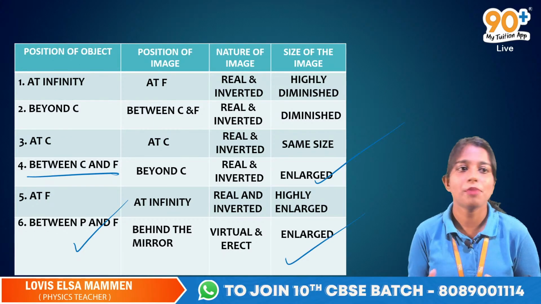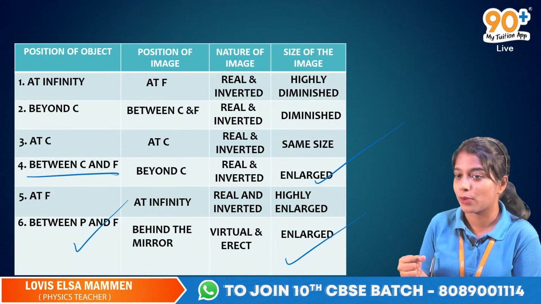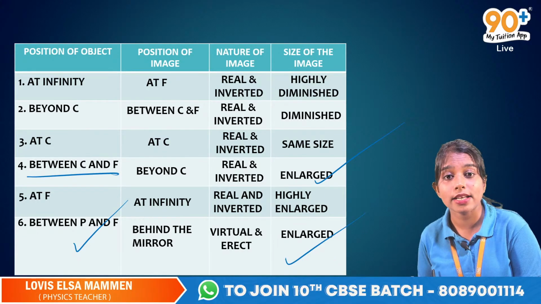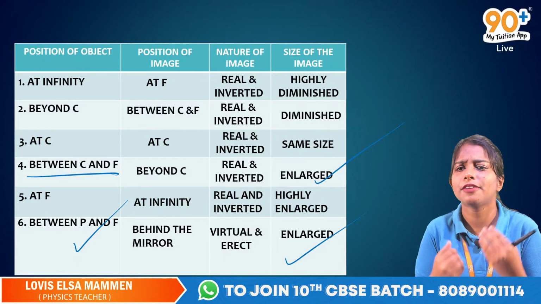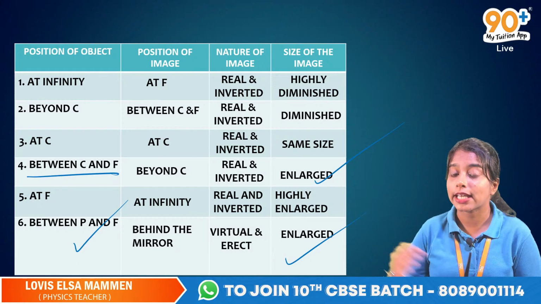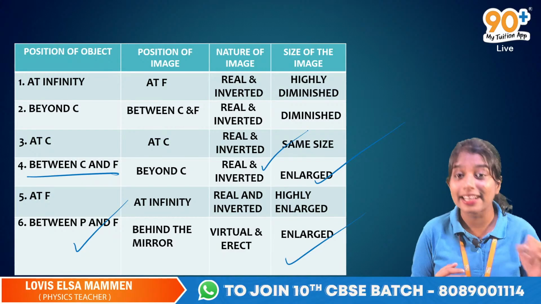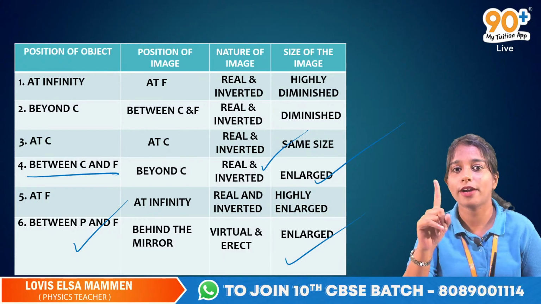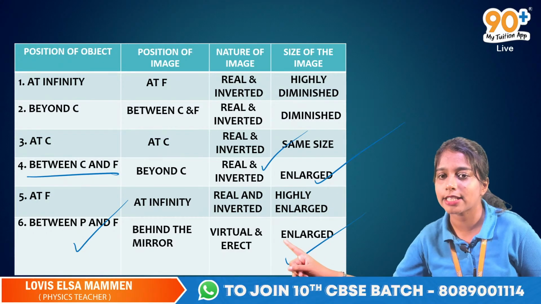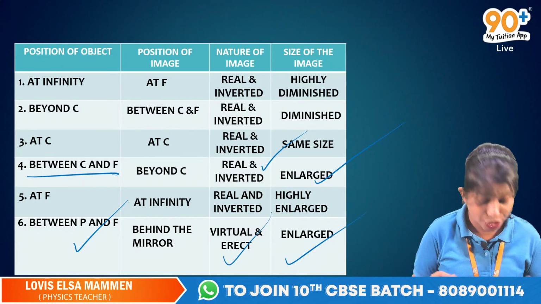Yes. So that's an important question. If you know the table only, you can actually answer that question. Got it? In the question, one more thing is given: just give differences between the images formed. In the case of the fourth image, you can see that the image formed is real and inverted. So that is one of the differences. Look here, in the case of between pole and the focus, the image formed is virtual and erect.